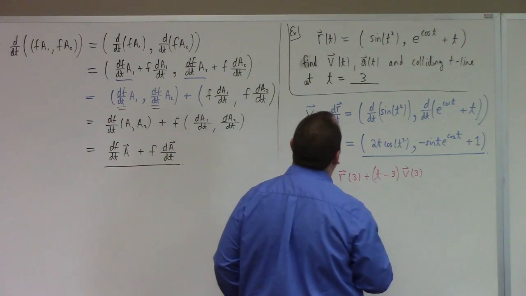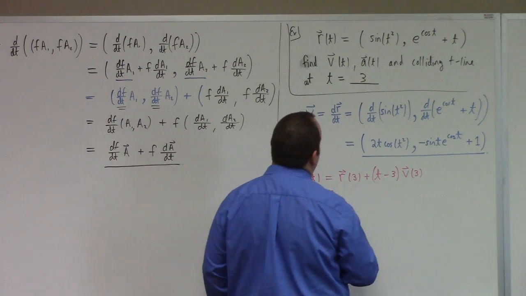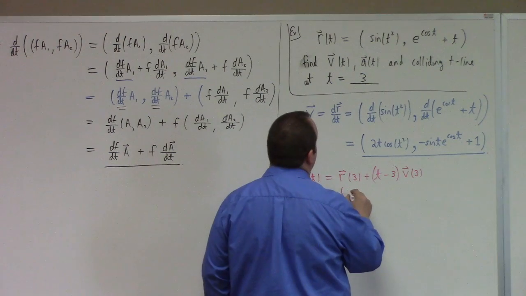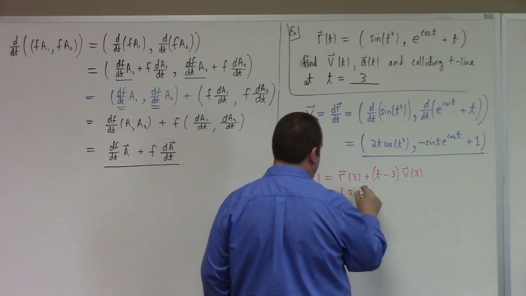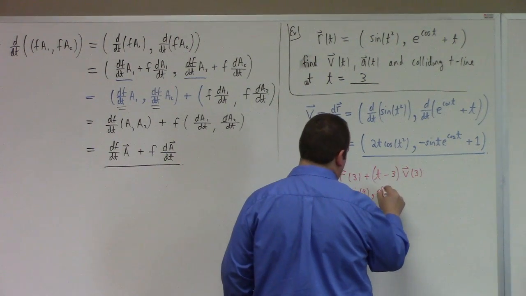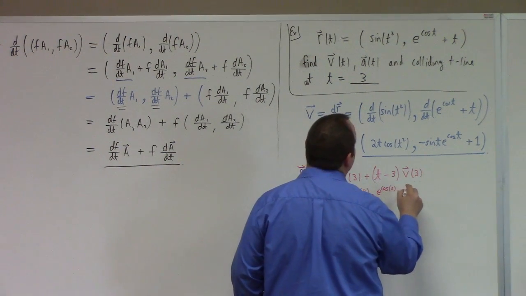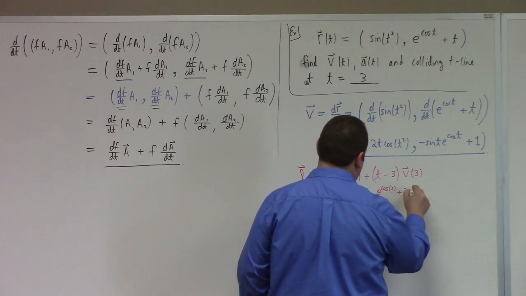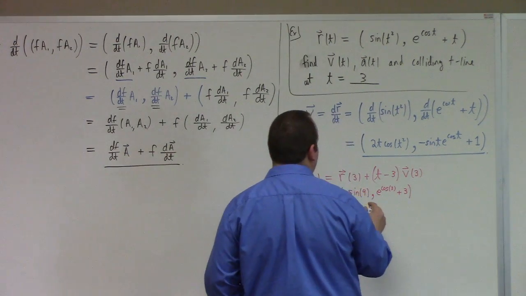So, anyway, you guys stuck me with the number 3. So it looks like I'm stuck with (sine of 9, e to the cosine of 3 plus 3).